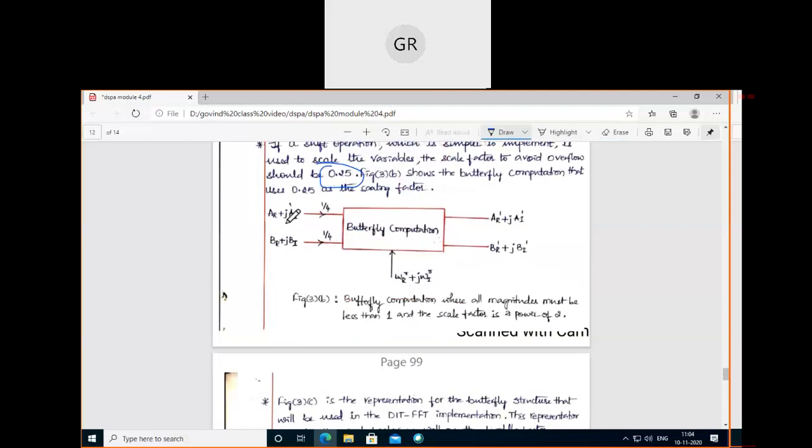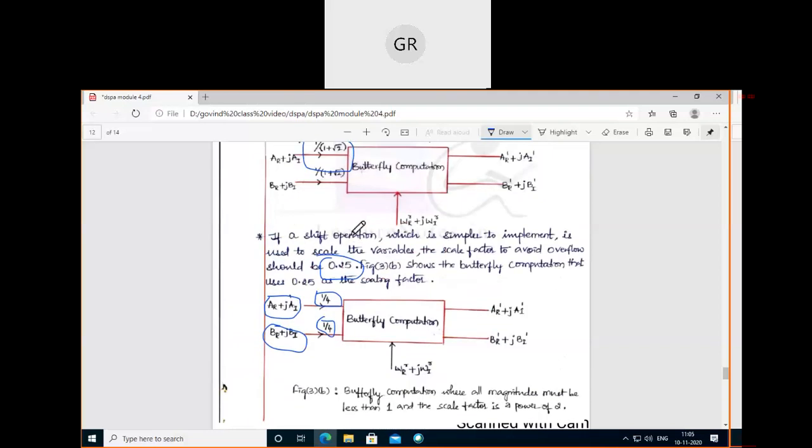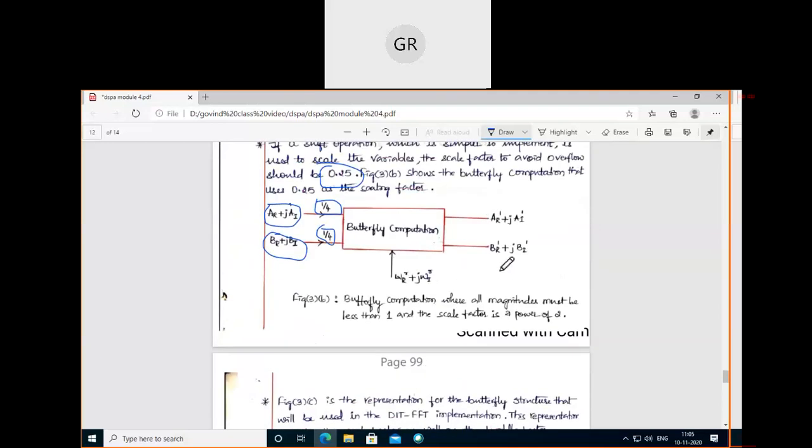This one is AR plus JAI, BR plus JBI. These input variables are multiplied by 1 divided by 4. 0.25 means it's 1 divided by 4 only. Here the second input is also multiplied by 1 divided by 4. This 0.25 is the scaling factor for shift operation. When we use shifters to avoid the overflow in butterfly computation, the scaling factor value is 0.25. What is 0.25? It's equal to 1 divided by 4. Just remember this.